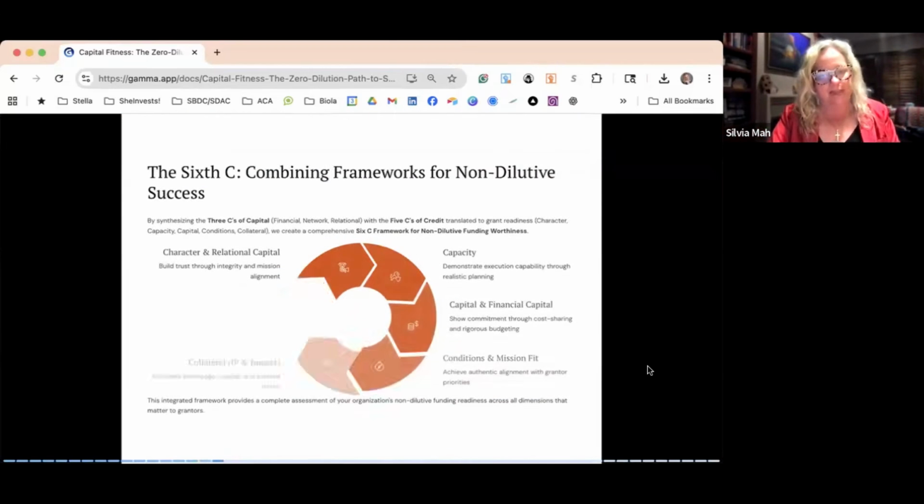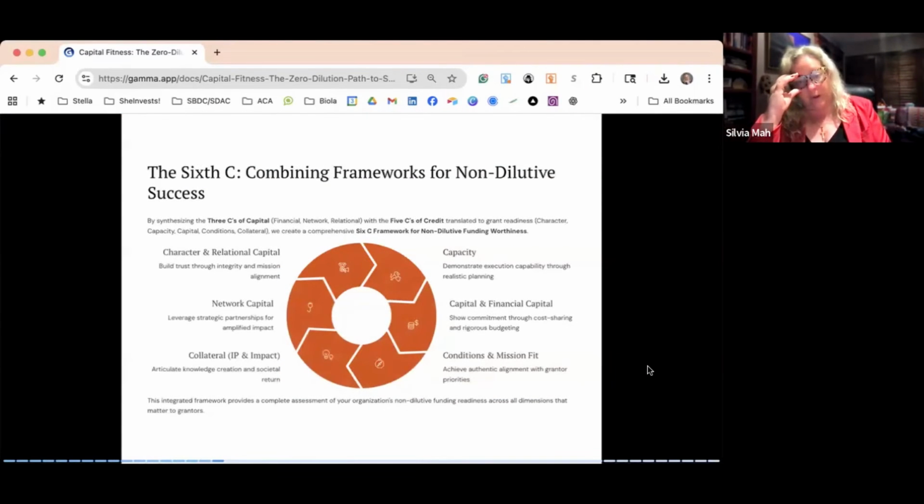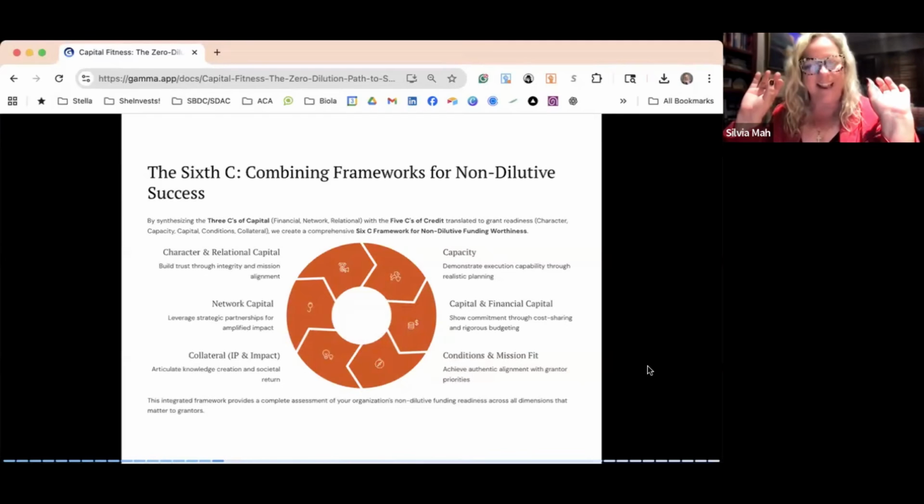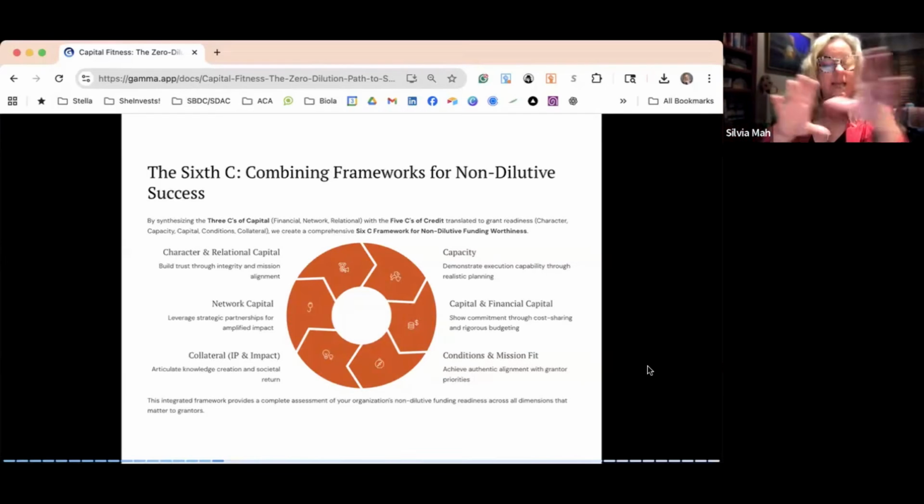Okay, so up next is just the framework all spelled out. The 3 C's and the 5 C's of credit become more of a 6C framework for non-dilutive funding worthiness. And I created it myself. So if it's wrong, I'm sorry, but it is based on a lot of research and many years of doing both, of being an investor, an angel investor, and also being a grant writer for many, many years.